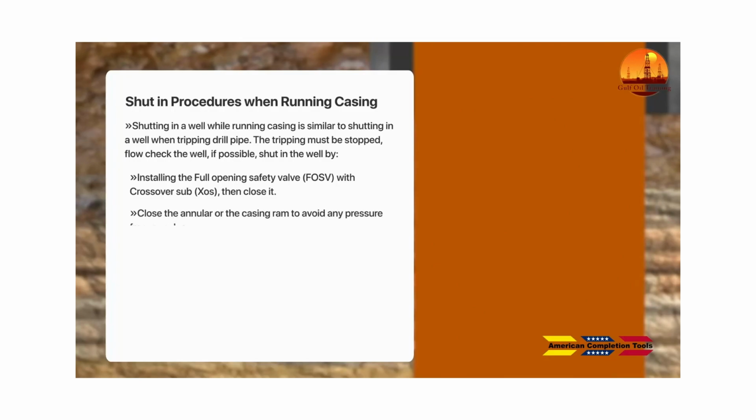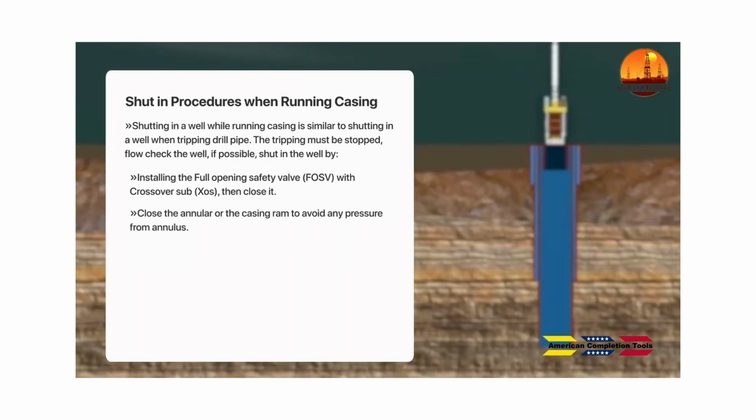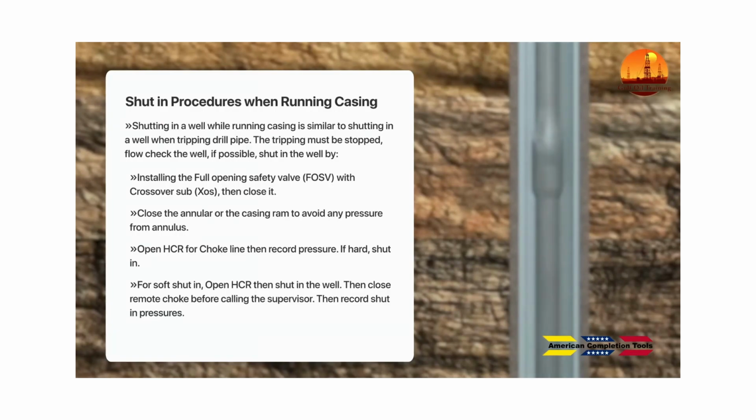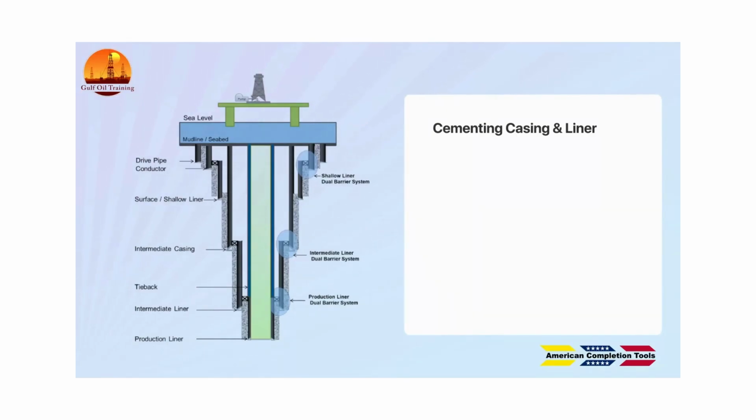2. Close the annular or the casing ram to avoid any pressure from the annulus. 3. Open HCR for the choke line, then record pressure. If hard shut-in, 4. For soft shut-in, open HCR, then shut in the well. Then close the remote choke before calling the supervisor. Then record shut-in pressures.